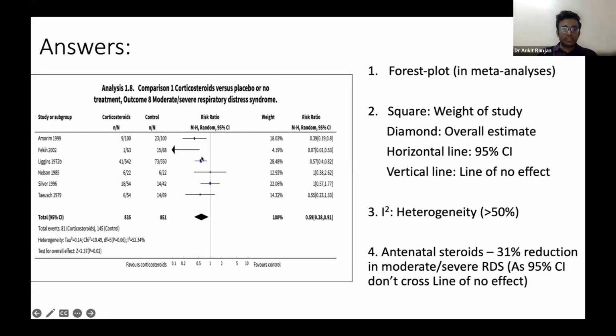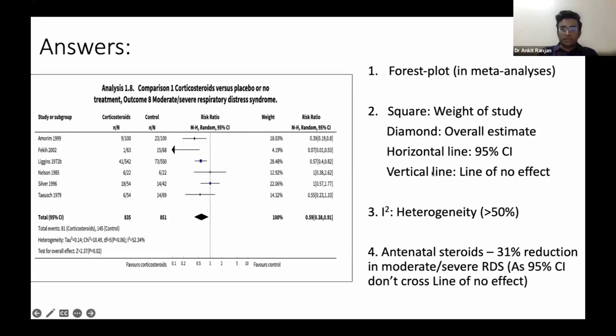So the more the weight of the study, the bigger is the square. And one of the contributory factors, as somebody mentioned, is the sample size. The bigger the sample size, the more is the probability that the weight of the study would be more. The diamond, which is at the end, is a pooled estimate of the overall estimate when all the results of these individual studies were combined to give a synthesized single outcome.